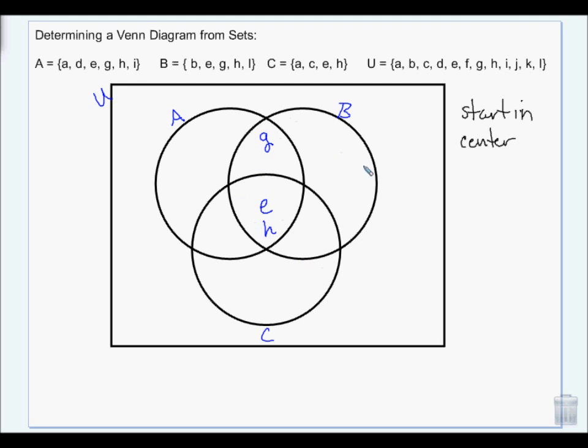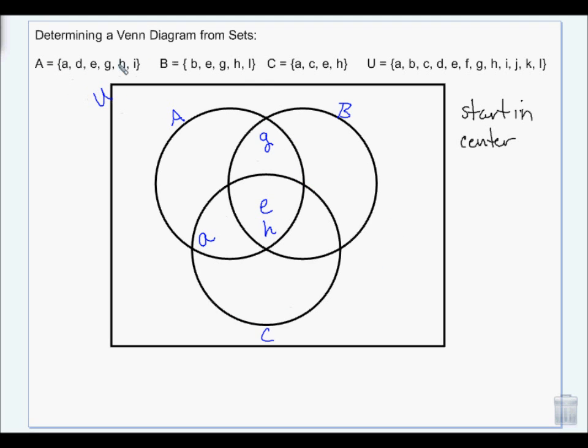Now I can take B and C. There's a B here, but no B here. The E we already have. There's no G. The H we already have. And there's no L. So there's nothing going to happen right here because nothing else is overlapping. So this area will be left blank. And then I'll do A and C. They both have an A. And then that's it because they already have the E and H right here. So now we have all the overlapping.